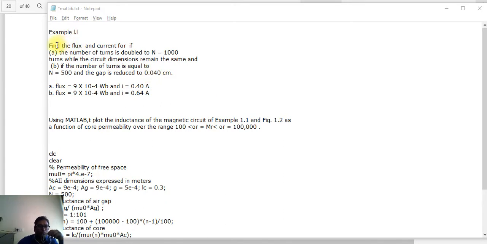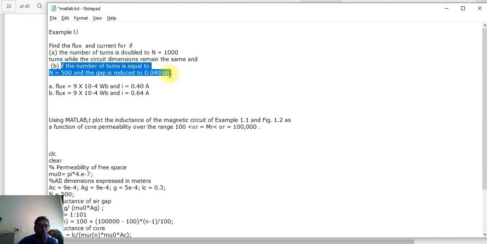We will study example 1.1. Find the flux and current. First, the number of turns is doubled to N equals 1000 turns while the circuit dimensions remain the same. Second, the number of turns is N equals 500 and the gap is reduced to 0.400 centimeter. If we check, the solution will come out.